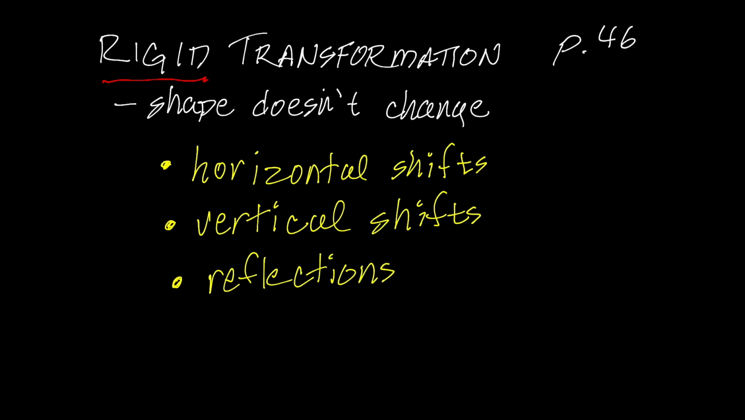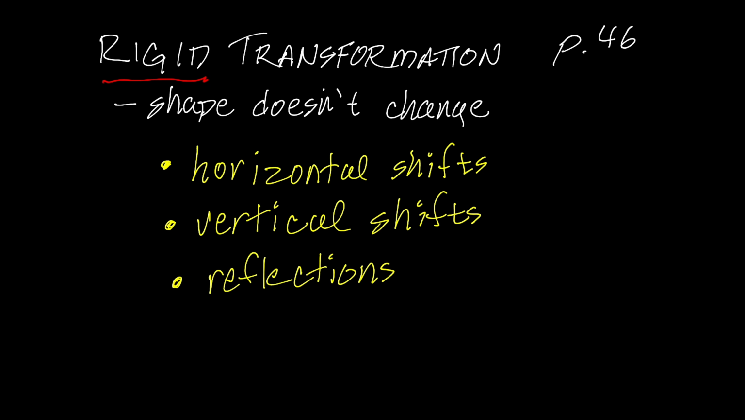Now from page 46. So remember I was talking about the rigid versus non-rigid transformations. So rigid is just what the word rigid means. It means we are not changing the shape of anything. Those include horizontal shifts, vertical shifts, so horizontal left and right shifts, vertical shifts up and down, or reflections, and they can be reflections across the x-axis or the y-axis, but the shape of the curve does not change. So those are called rigid transformations.